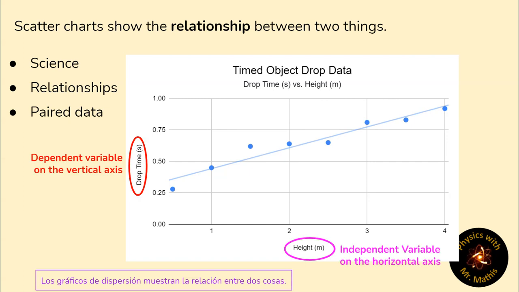The dependent variable is always plotted on the vertical y-axis. The dependent variable is the one you're measuring. The independent variable is always plotted on the horizontal x-axis. The independent variable is the one that you're controlling.